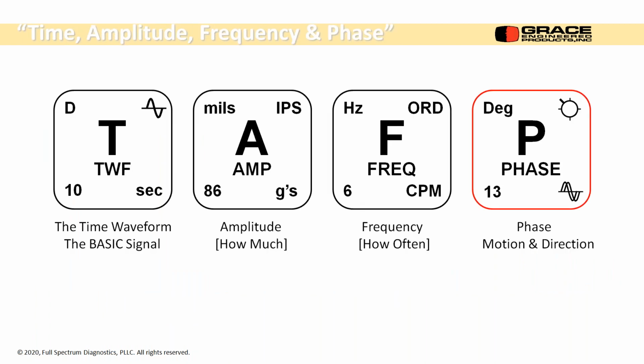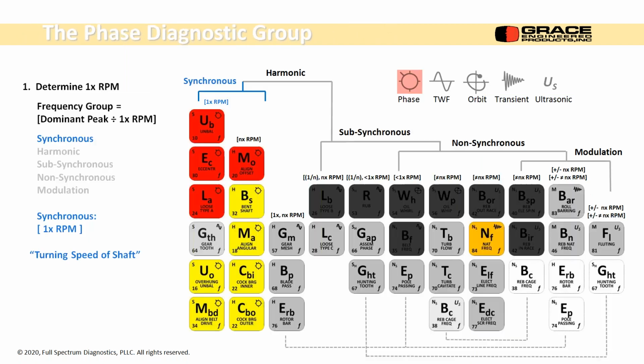The last little tidbit for our analysis here of time, amplitude, frequency, and phase is motion and direction. It's telling us how that piece of machinery is moving. That's going to be one of the 6 or 7 phase tests that we perform, and it's going to narrow down the response, and we'll be able to pick out the root cause.